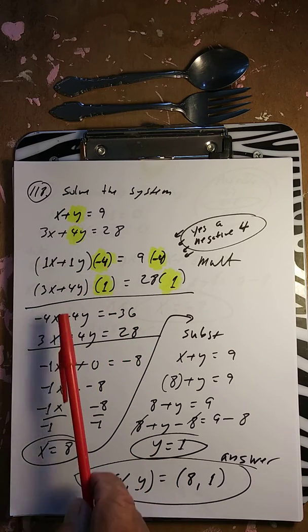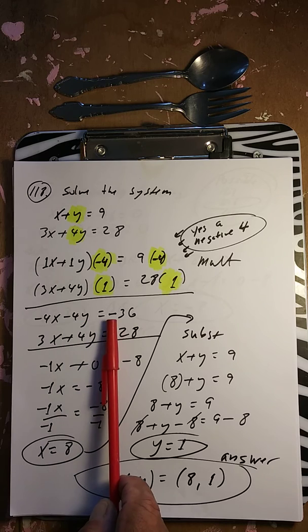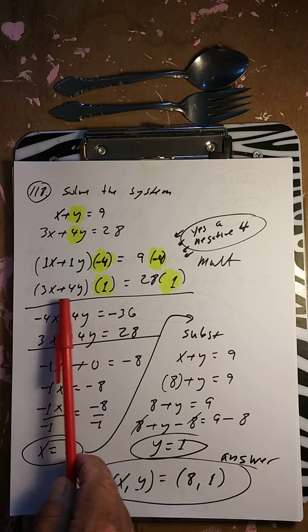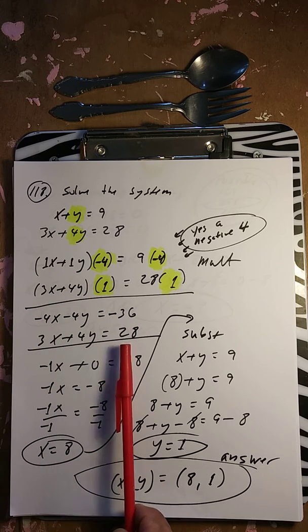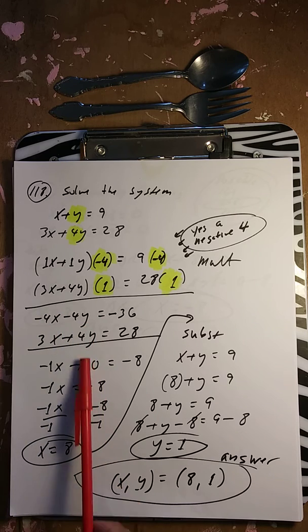So now what's going to happen? We're going to have negative 4 times, negative 4x, negative 4y equals negative 36. And this is going to be 3x plus 4y equals 28. Now we can add them straight down. And what's going to happen?